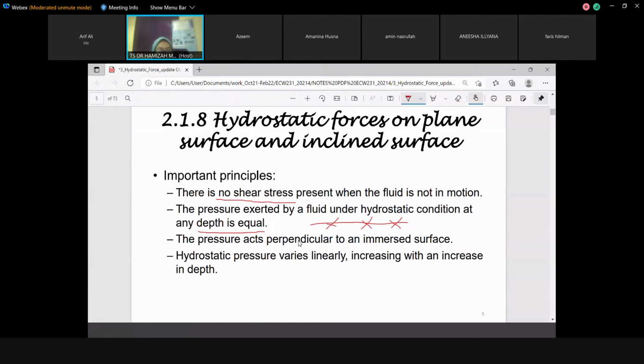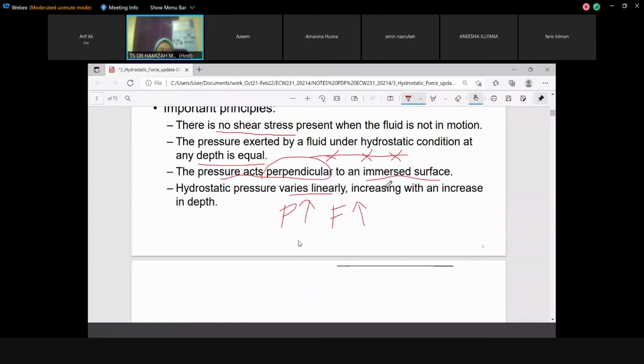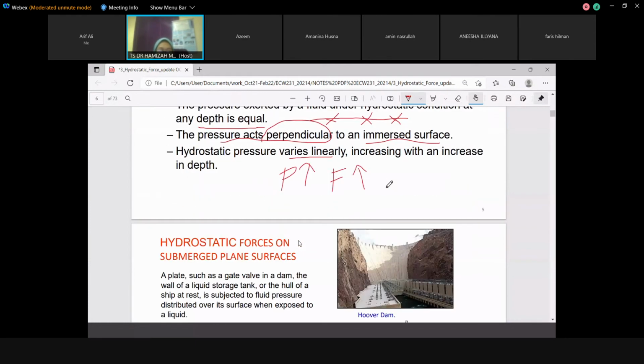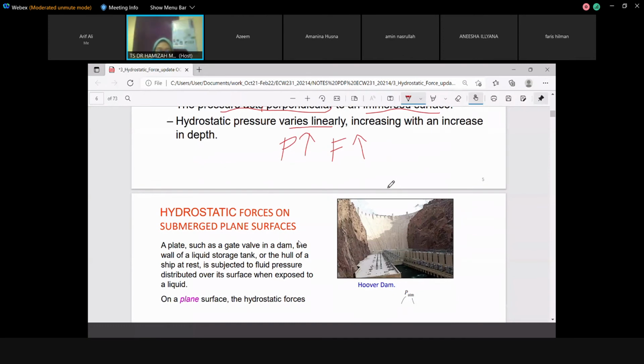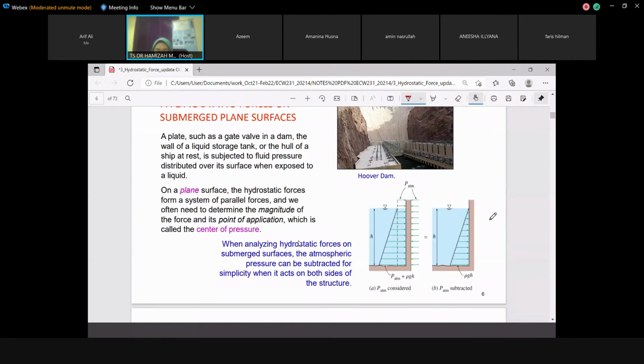The pressure or the forces act perpendicular to the immersed surface or to the structure. Is linearly increase, maksudnya bila pressure increase, force increase. Already learn how to draw the pressure. So semakin dalam, semakin panjang arrow. So semakin panjang arrow maksudnya semakin tinggi pressure ataupun force.